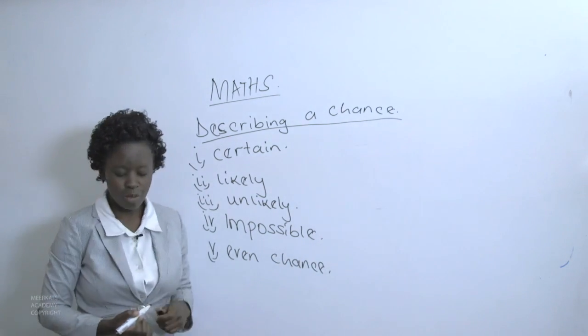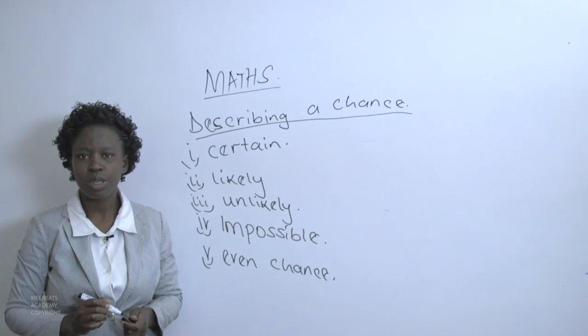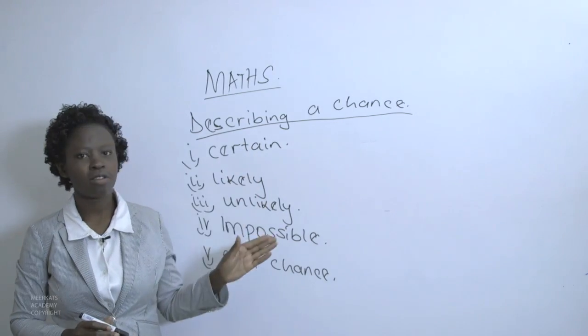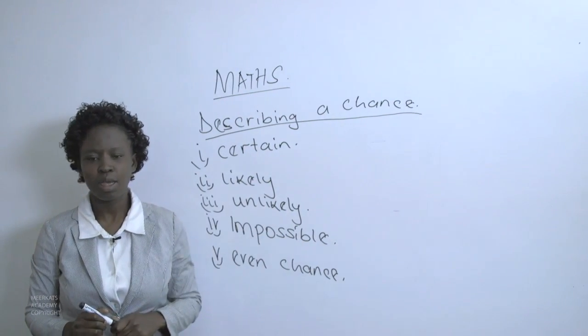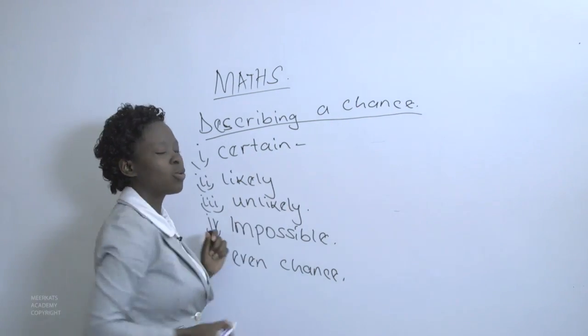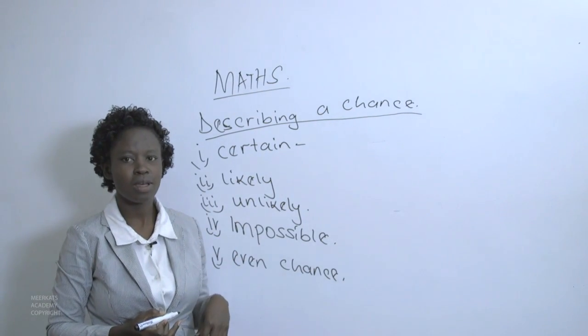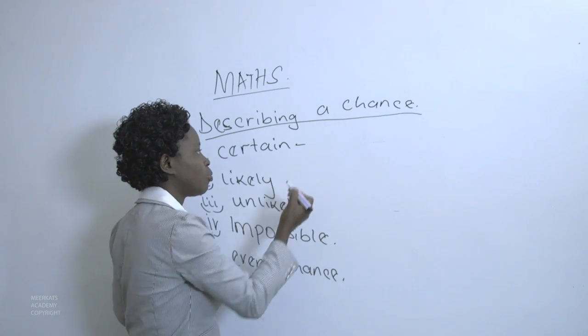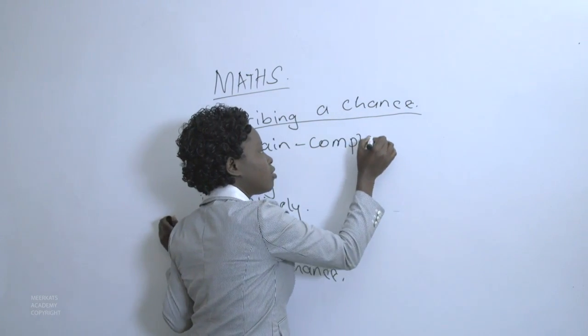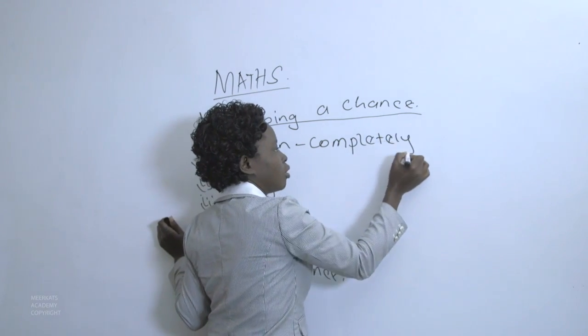So these are some of the words that we use when we are describing the likeliness of an event happening. The first word, certain, is used when you are completely sure that the event is going to take place. So this one is used when you are sure the event is going to take place.